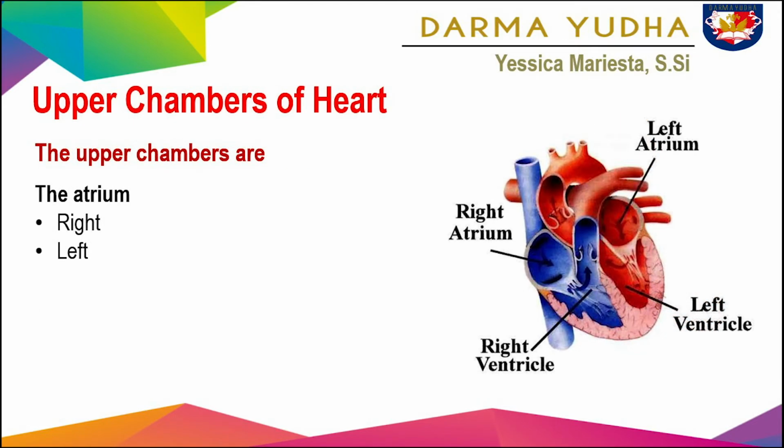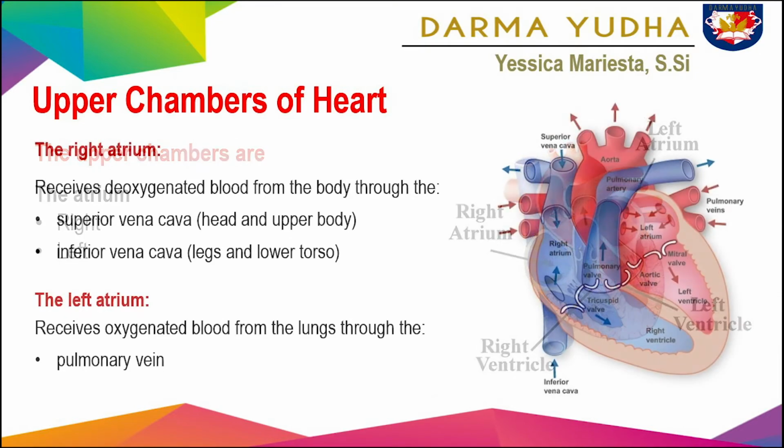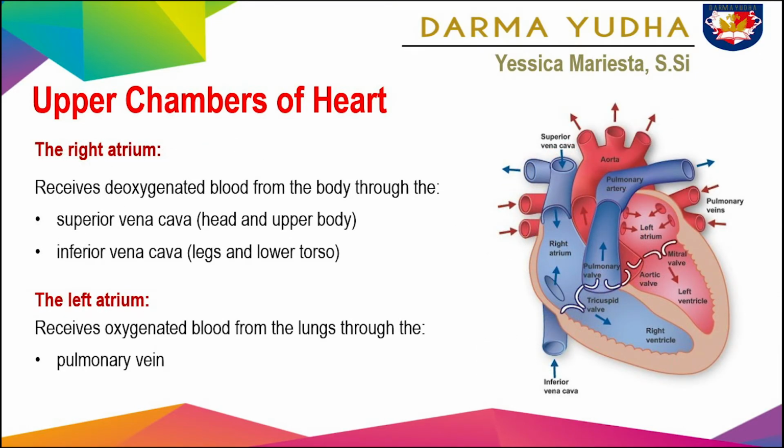Upper chambers of the heart. The upper chambers are the atria, basically because they are located in the upper part of the heart. The atria have 2 parts, which are the right atrium and the left atrium. Continuing with the upper chambers, the first that we are going to talk about is the right atrium.